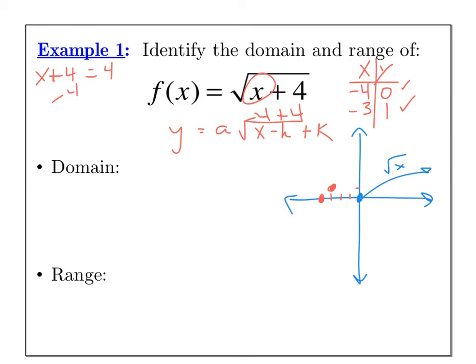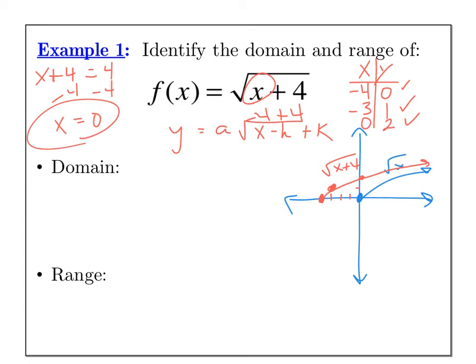If I subtract 4 from both sides here, x equals 0. If I plug in 0 for x, 0 plus 4 is 4, and the square root of 4 is, of course, +2. And so I can go ahead and plot that, and we can graph. This is the square root of x plus 4.